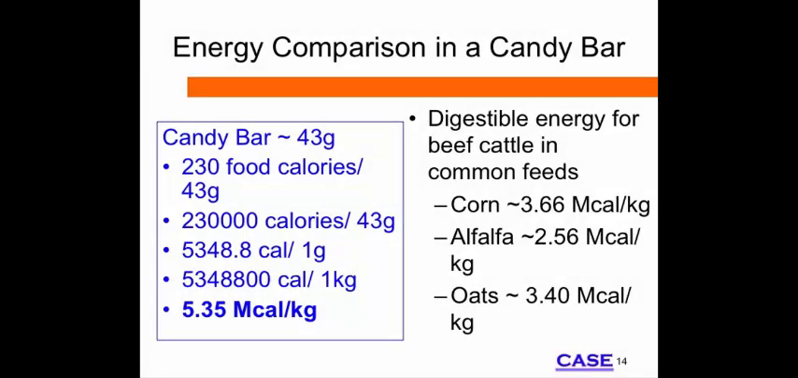This is not a perfect comparison, as a candy bar may have different value for digestible energy in cattle versus humans, but the calculation does show the comparison of a nutrition label versus a feed label. This analysis demonstrates that this particular candy bar is a high-energy food.